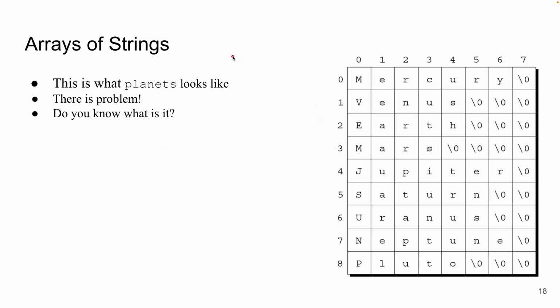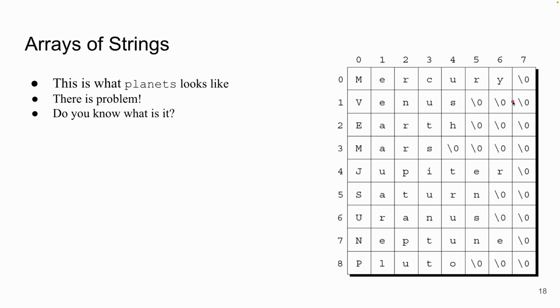And this is how this planet 2D char array looks like. You can see we have different rows, right? Each row stores the name of a planet, and each row is a string. And then the column is the length of each string we can have. So you can see we have Mercury here, and Mercury occupies 7 characters, and the final character is used for the null character. However, Venus is a shorter word than Mercury, so it will just occupy 5 characters, and the rest of the characters will be null characters.